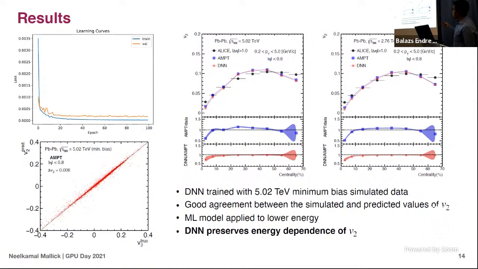The training was done at 5 TeV data. When we apply the training of 5 TeV data to a lower energy, say 2.76 TeV, we see that the DNN actually preserves the energy dependence of V2, and it accurately predicts the simulation values. Okay, so this is the first set of results.